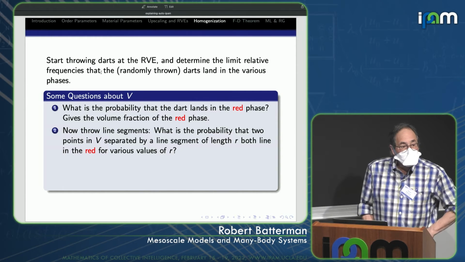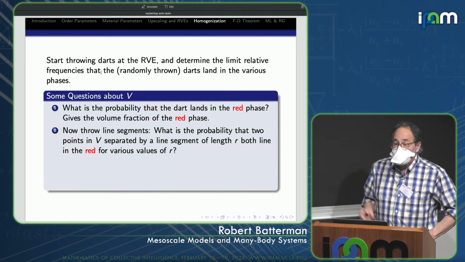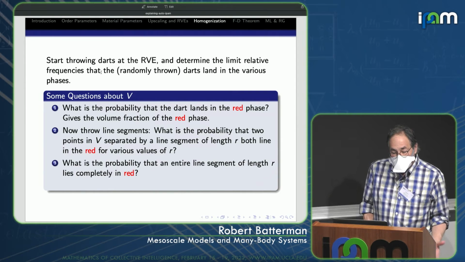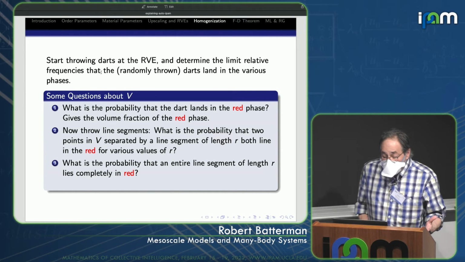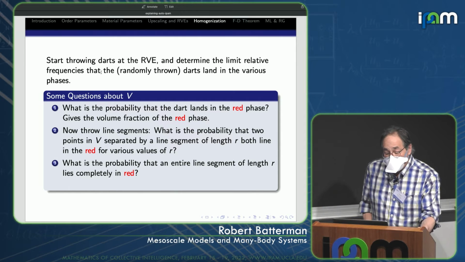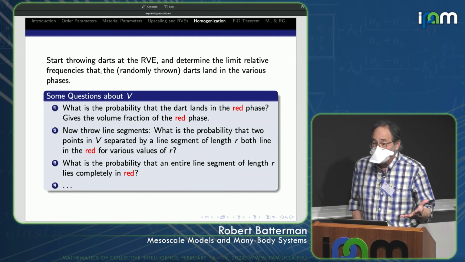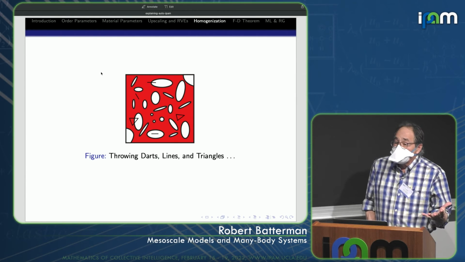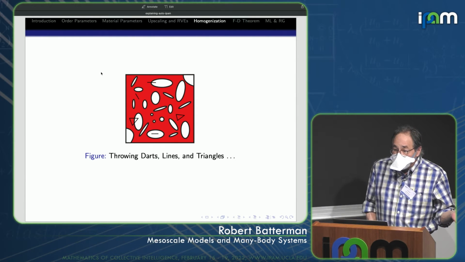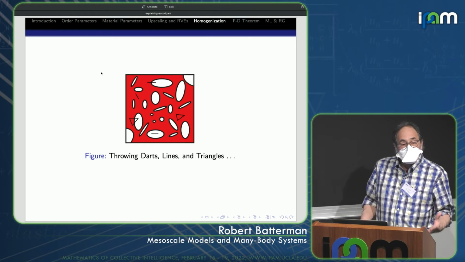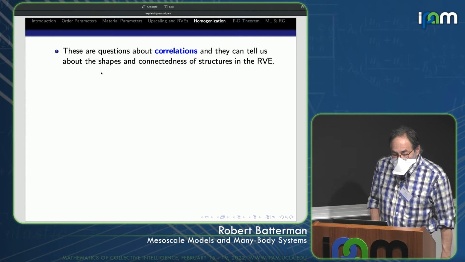What's the probability that two points in V separated by a line segment of length R are both in the red phase? We can ask what's the probability that an entire line segment of length R lies completely in the red phase? We can ask lots of questions. So what we want to do is start to throw darts to get certain information, throw line segments, throw triangles, etc., all to find endpoint correlation functions.